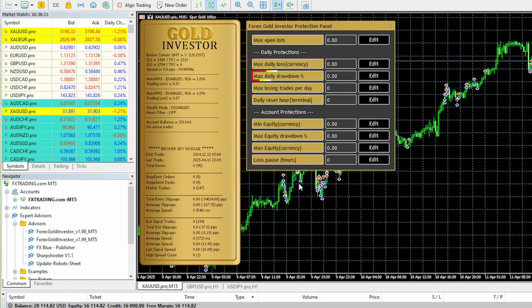inputs there is max daily drawdown in percentage and max equity drawdown in percentage, and I usually keep it here to 9% just to make sure that it will stop if such losses occur. And I actually updated the EA early this morning to the latest versions, and I haven't placed the max equity drawdown simply because I decided to disable the algo trading and not to risk these profits.